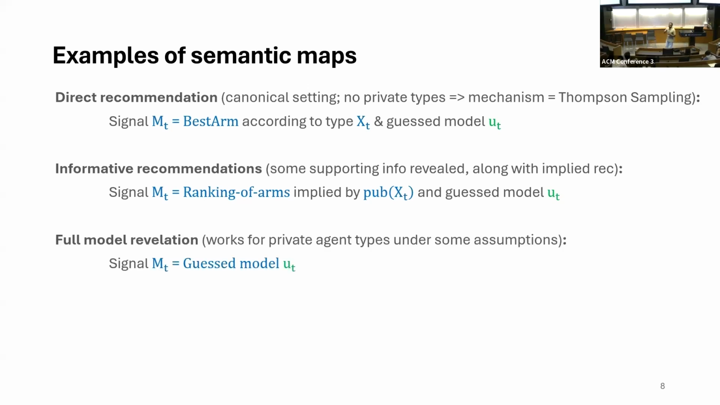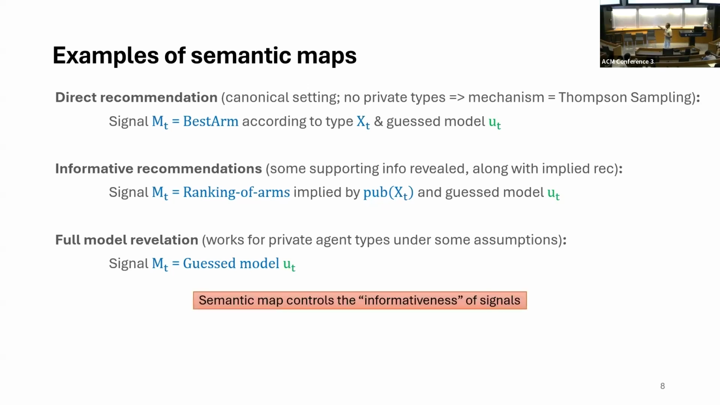You could also go all the way to the other end by literally supplying the sampled posterior model as the signal itself. This would work for private agent types under some assumptions, which I'm happy to discuss after. Okay, so essentially what we see here is that this semantic map transformation helps us modulate the informativeness of signals.